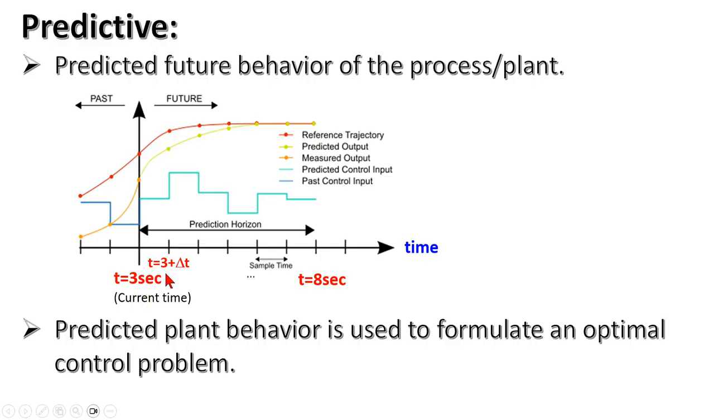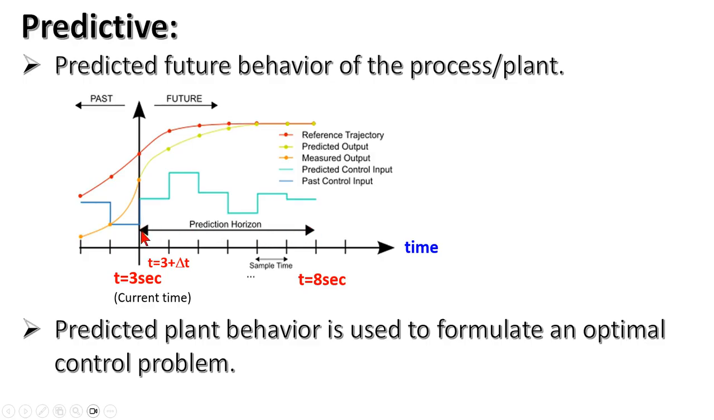How long into the future should we predict the plant behavior? In this example, it was between 3 seconds to 8 seconds, knowing its current position or current state at 3 seconds. The length of this future horizon is called the prediction horizon. And the prediction horizon is a parameter in the MPC algorithm that can be chosen by the user.